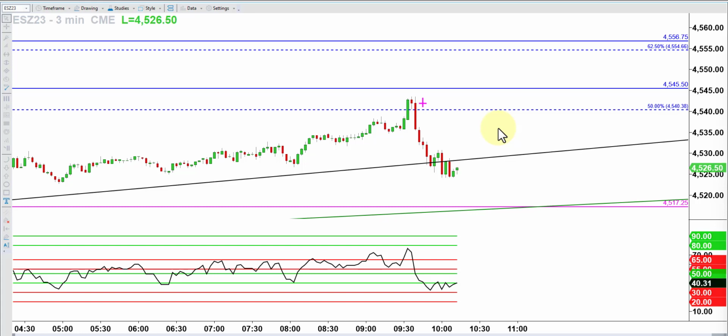Why in the world does anyone trade a 15-second chart of the E-mini S&P 500 futures? Here's a case study. Let me show you.